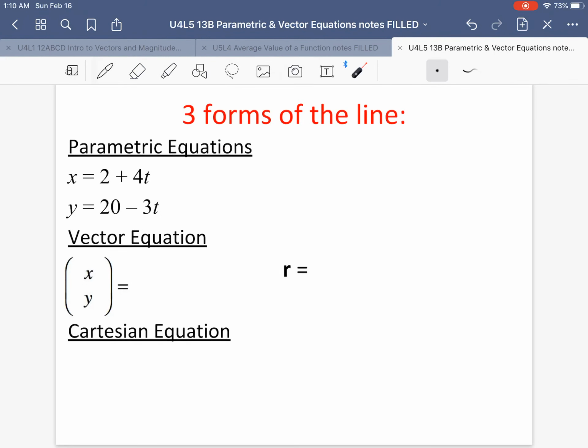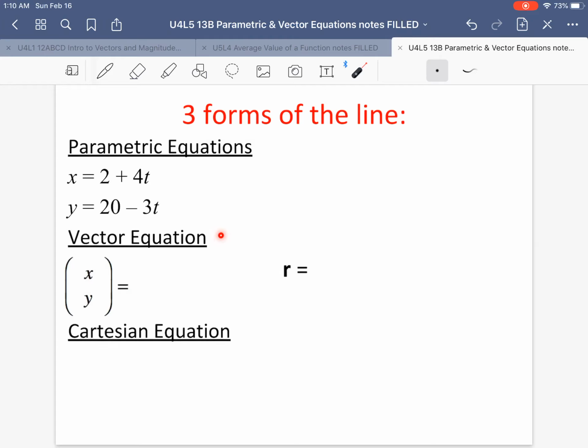Okay, on to equations of lines, three different forms. So we've got our parametric here. We established that in the first video. We're going to write a vector equation. We're going to talk about Cartesian equations, and then we're also going to talk about another way to write the vector equation here.